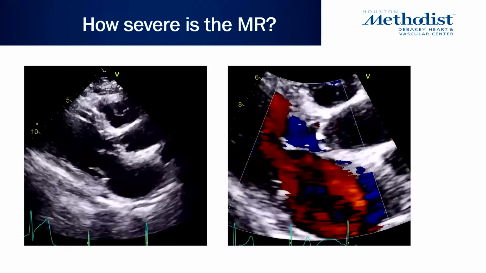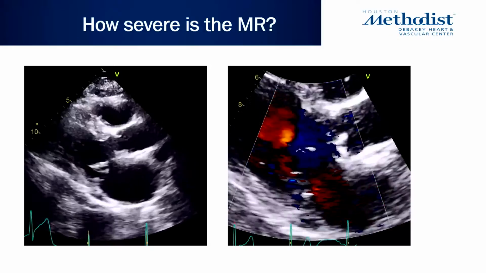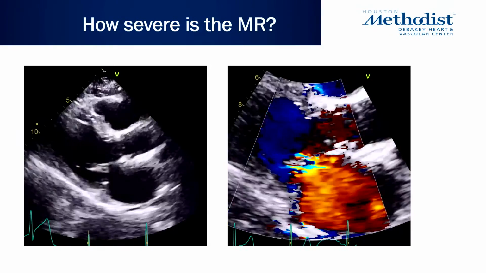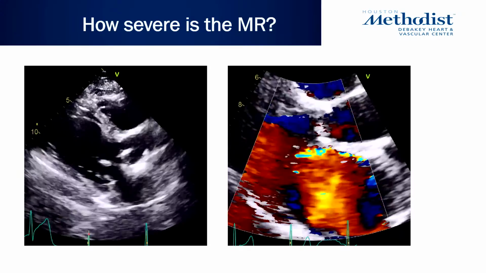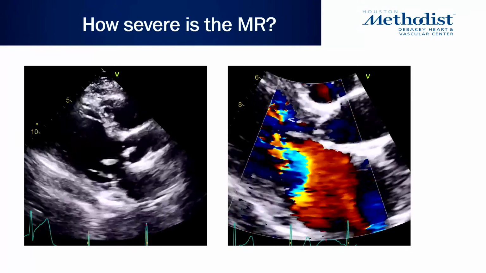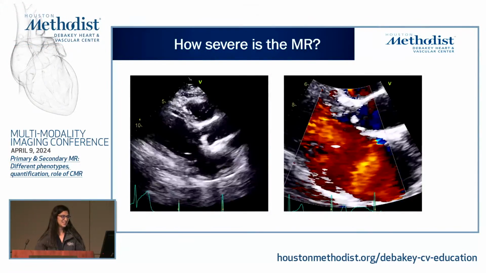Are you able to see all of that? So if you're reading this echo, you'll write the report saying this is severe mitral regurgitation. Not from this view. Exactly. The right answer is always give me more views. Okay?